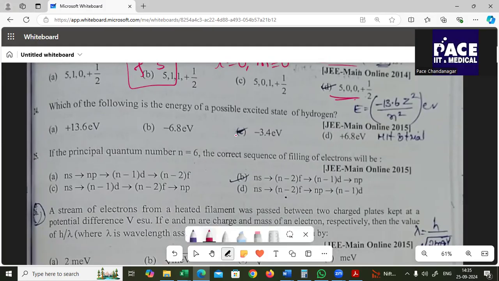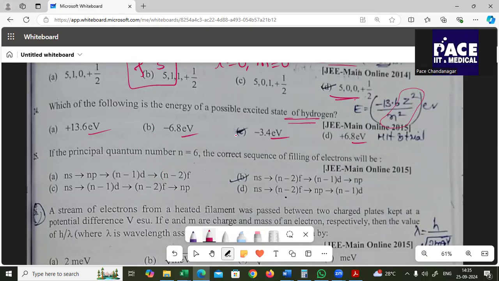Which of the following is the energy of a possible excited state of hydrogen? Everything is given to you in electron volts. Energy is minus 13.6 into Z square by N square. Energy is always Z square by N square. We have already discussed that. And which of these is the possible excited state value?